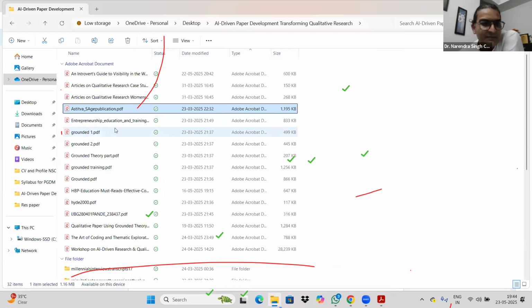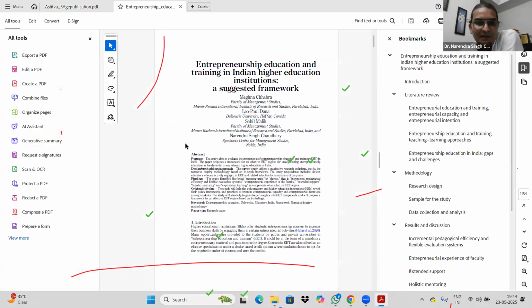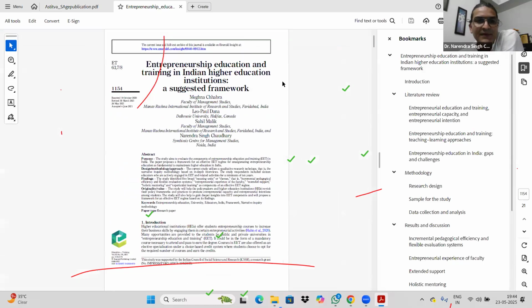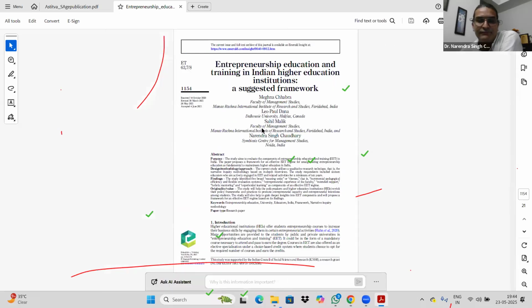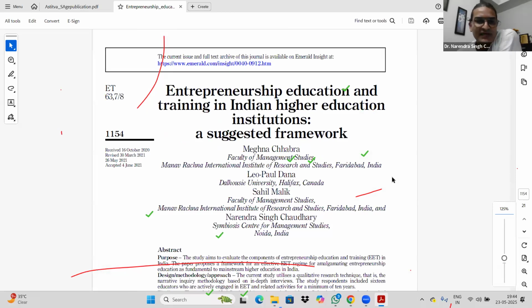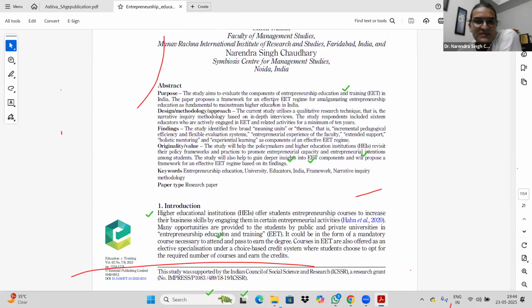Then second, I'll just take my paper. This is a paper regarding entrepreneurship education. Entrepreneurship, higher education and training in Indian higher education, and we have suggested a framework. Now see, this is the study that evaluates the components of entrepreneurship education and training in India. So we are trying to propose a framework for an effective ET regime.